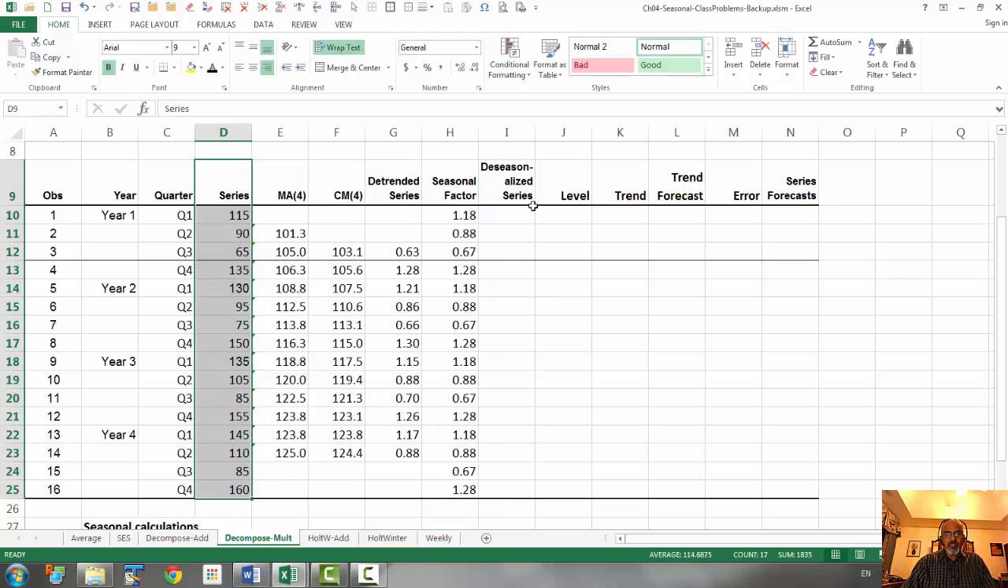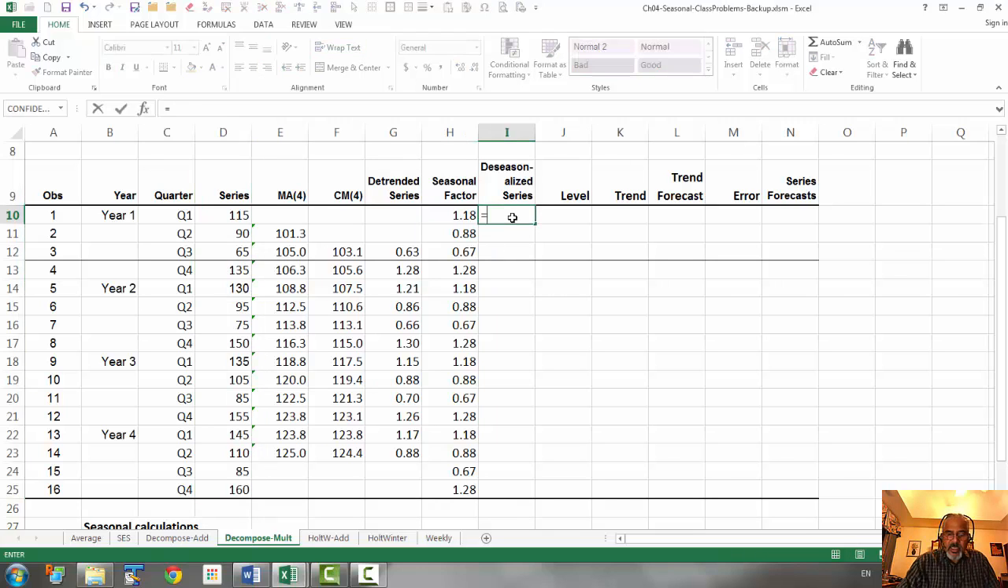And since we have a multiplicative model, if we take the original value and divide by the seasonal factor, so remember in the additive model we subtracted, here we divide, then we get the seasonality removed value. So this is our trend value.